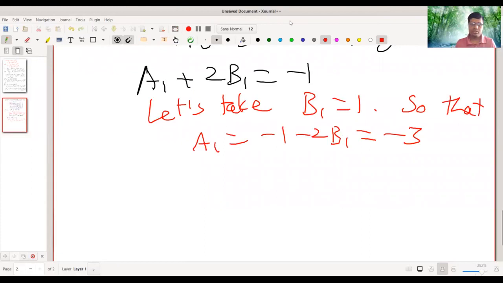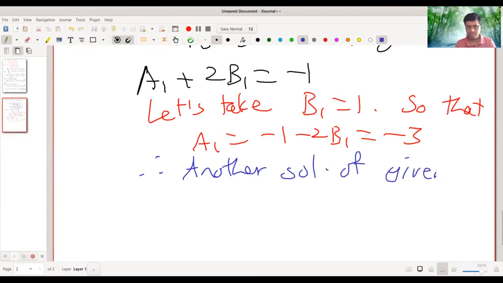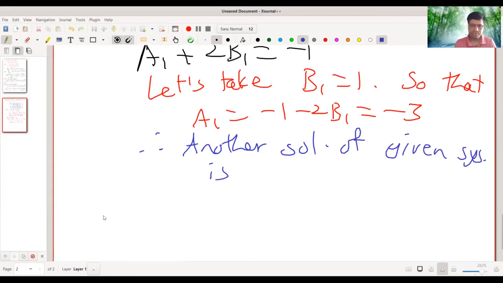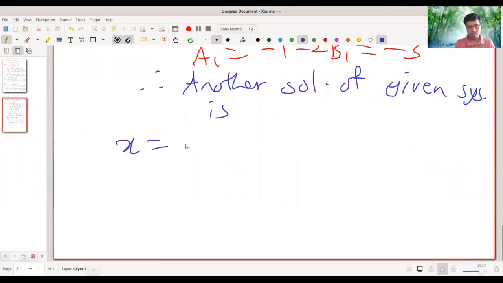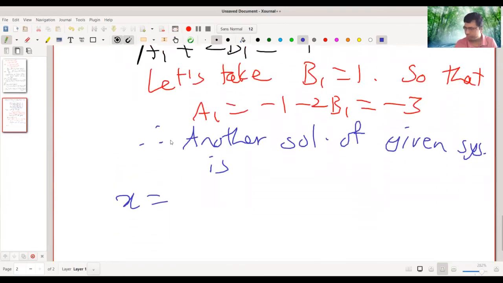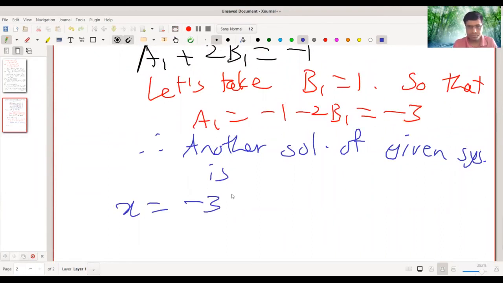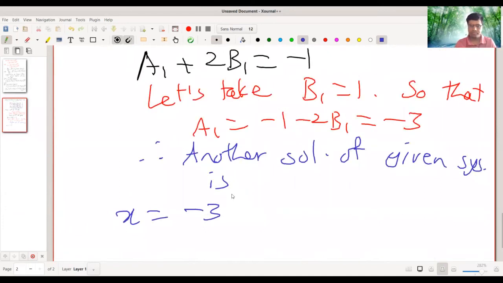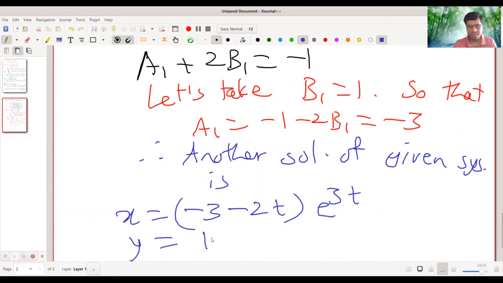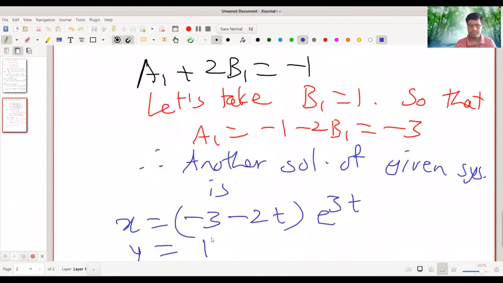Therefore, another solution of the given system is x equal to (a1 plus a2t) e raised to 3t. a1 is minus 3 plus a2 is minus 2, so (minus 3 minus 2t) e raised to 3t, and y is (b1 plus b2t). b1 is 1, b2 is also 1, so (1 plus t) into e raised to 3t.